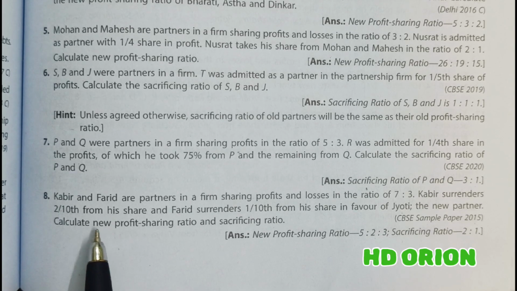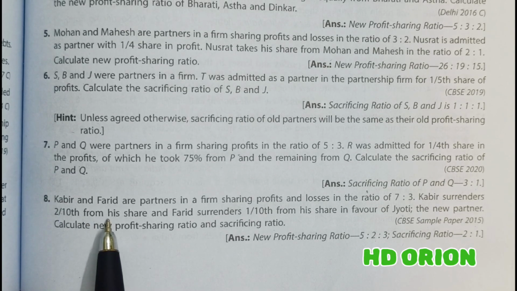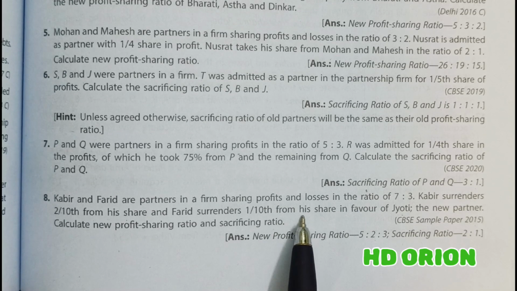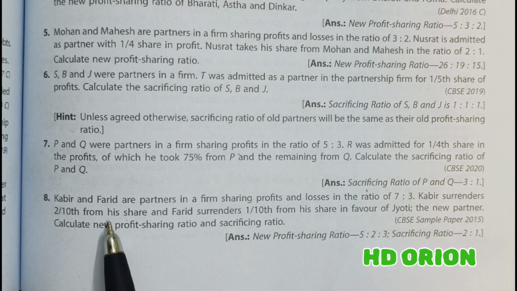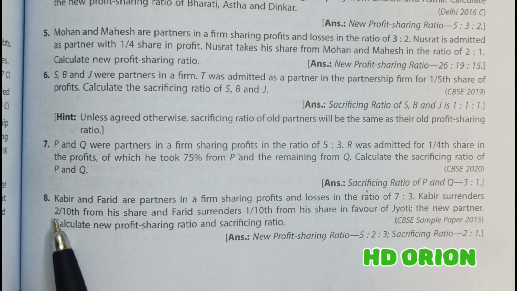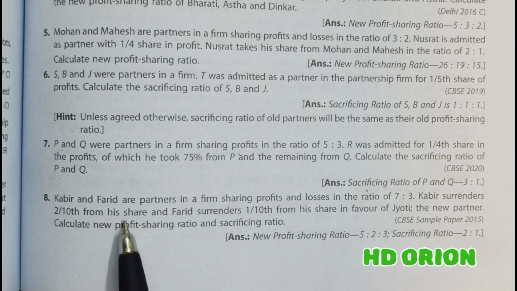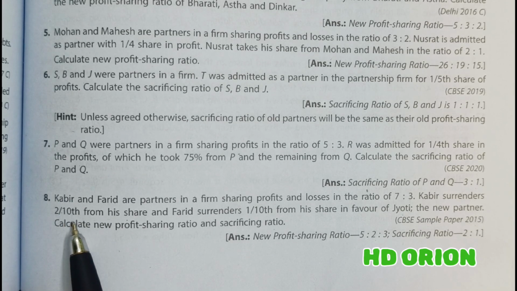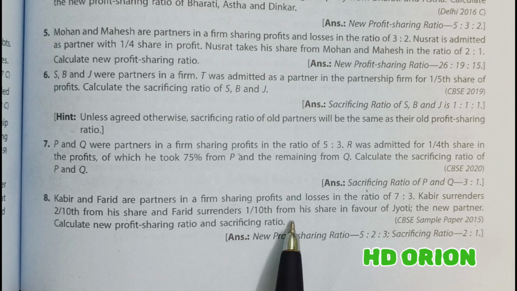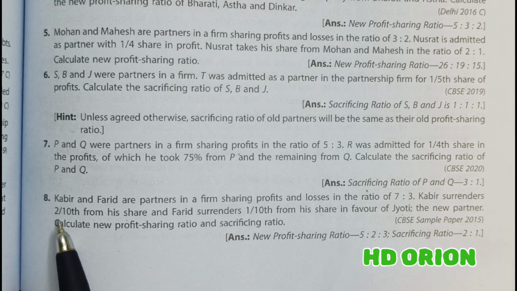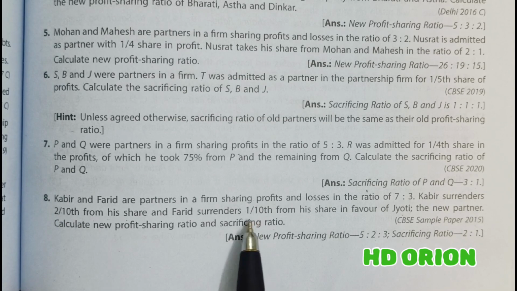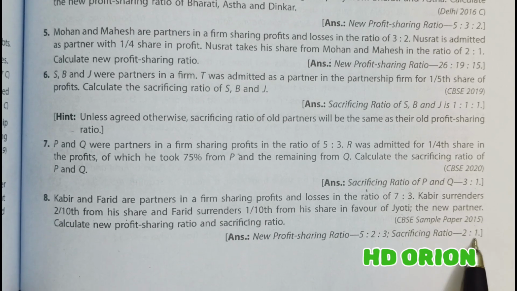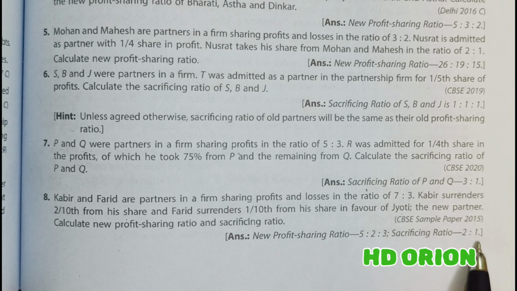And mind the preposition, from his share. Here also from his share. So what does it mean? It means 2/10 of the total profit of the firm. Here 1/10 of the total profit of the firm. Fine. So their sacrificing ratio is how much? 2/10 is to 1/10. That is 2:1. So here it is, you see, 2:1.